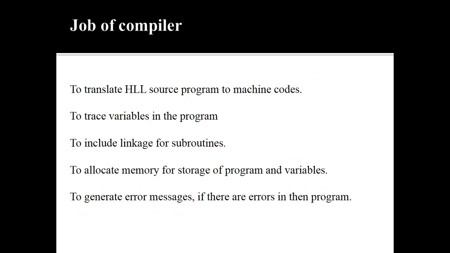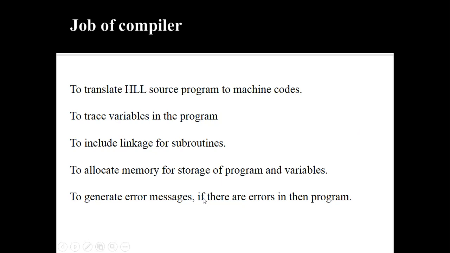To translate a high level language's source program to machine code, what is the job of a compiler? The compiler is built for doing these specific tasks: to trace variables in the program, to include linkage for subroutines, to allocate memory for storage of the program and different variables, and to generate error messages if there are errors in the program. So this is the most important.